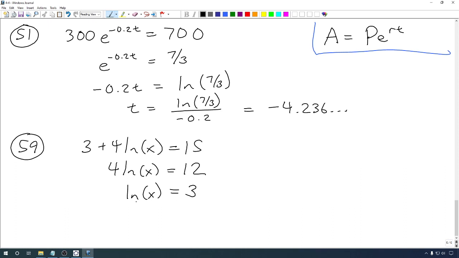Now we're left with the natural logarithm of something equals something. We can turn that into an exponential equation. Basically, the stuff that was inside is now outside, and the stuff that was outside is now inside an exponential. The x here is e cubed, which is about 20.0855.